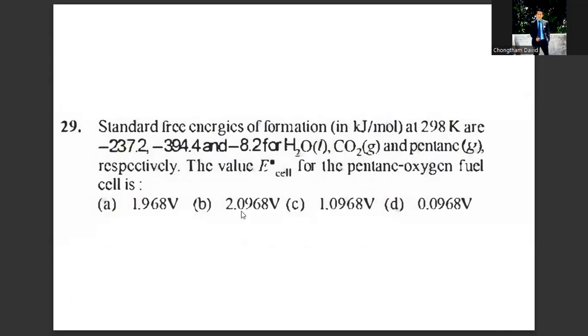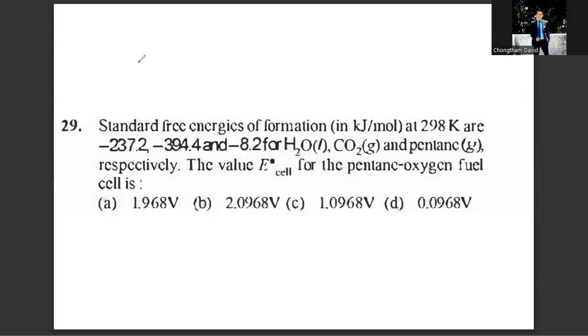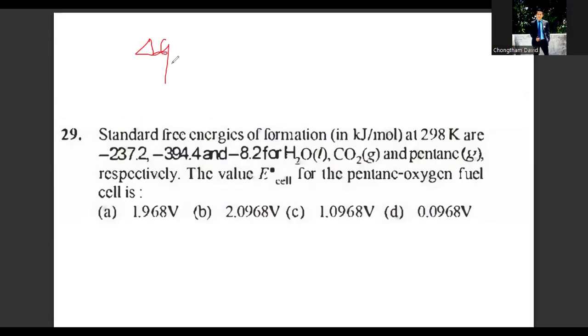Pentane, oxygen, hydrocarbon, oxygen, fuel cell. So you can find out from this relation to find this E naught value. Use the relation delta G is minus nFE cell. From this value, you are given here minus 338,700. Okay, how will you obtain this?